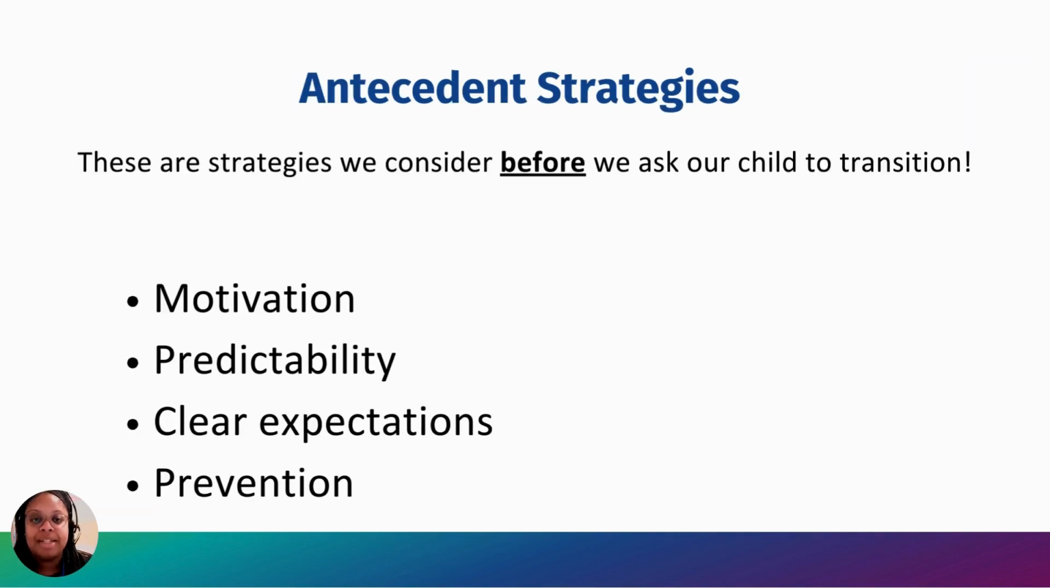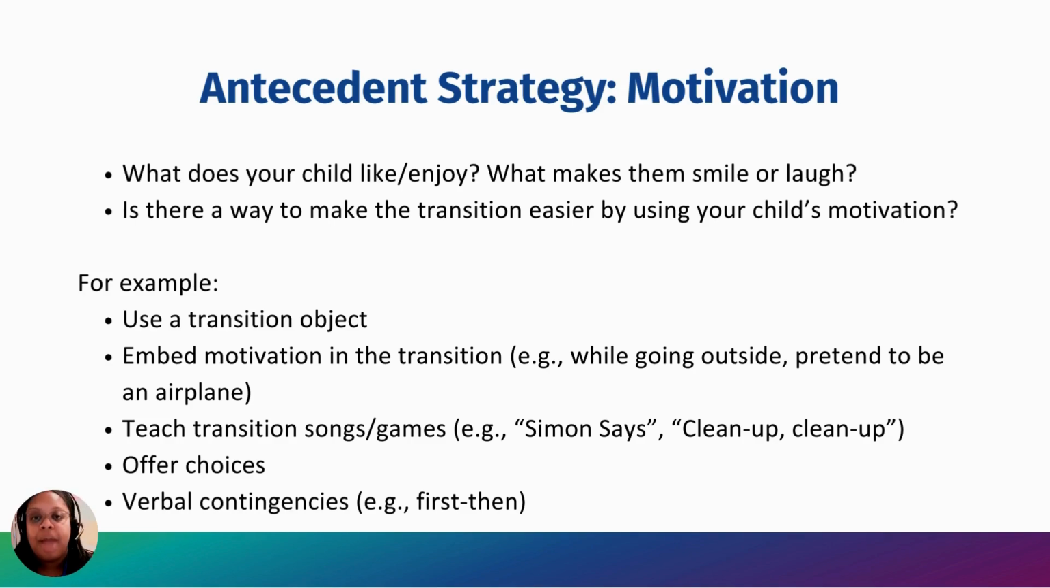Let's start with antecedent strategies, or strategies that you can do before your child has to transition. Motivation, predictability, and clear expectations, and prevention. Motivation describes why a person does something. This is true for adults and children. Think about your child and what they like and enjoy. What are they motivated to do? We want to think about whether there is a way to make the transition easier by using their motivation.